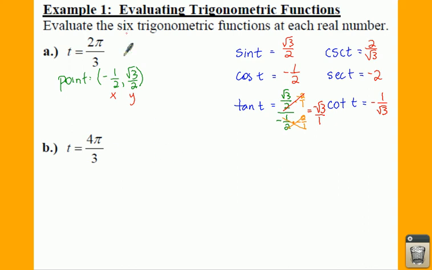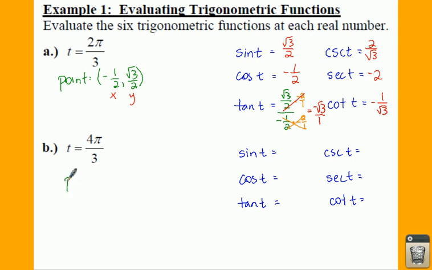Alright, well, I guess we might as well try b while we're at it. For b, we have to list out our 6 trig functions here. So we're going to have sine of t, cosine of t, and tangent of t, and we need to find all of its inverses. So cosecant of t, secant of t, and the cotangent of t. So let's figure out what point we're at.